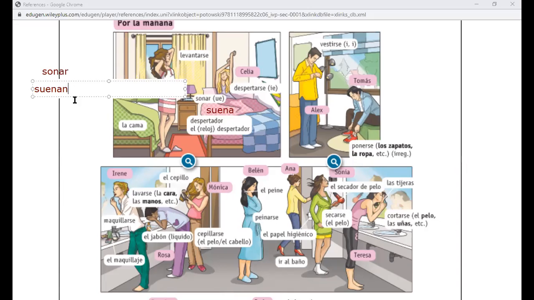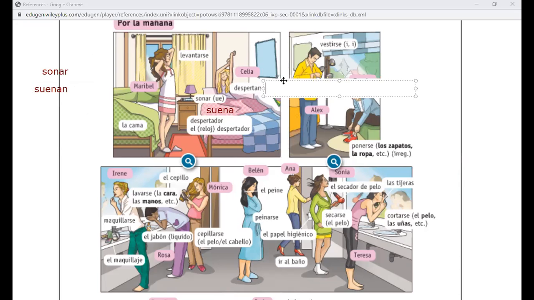Okay. Entonces, por la mañana el despertador suena. Y Celia, I'm going to use the third person because it's easier for you to understand how we're going to break down this because we are going to use the same pronoun.